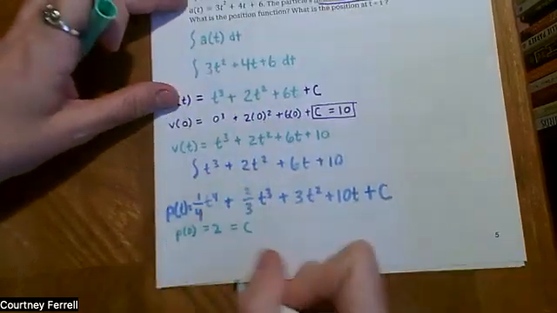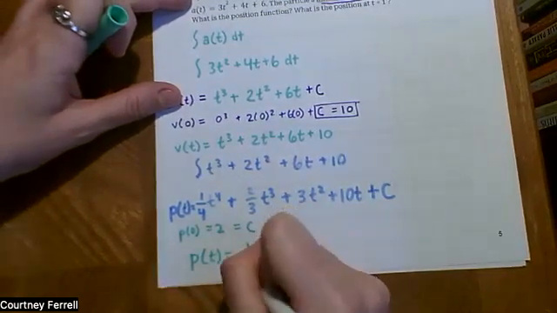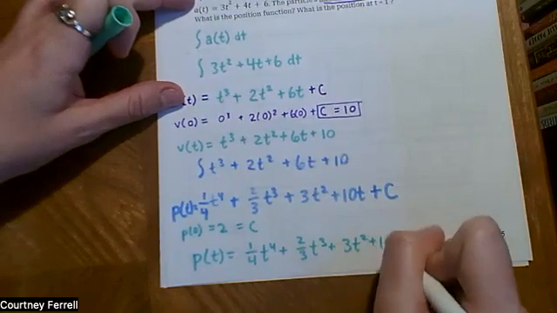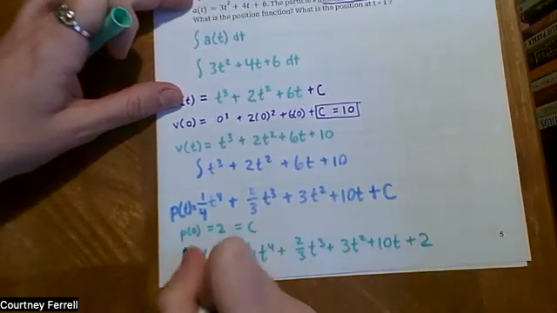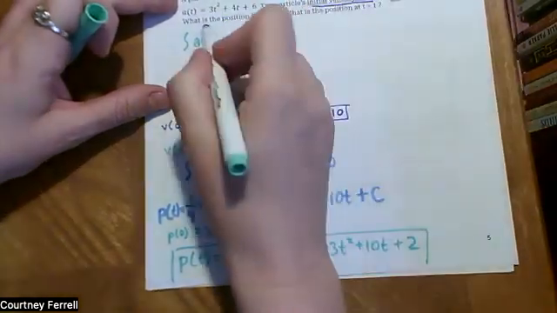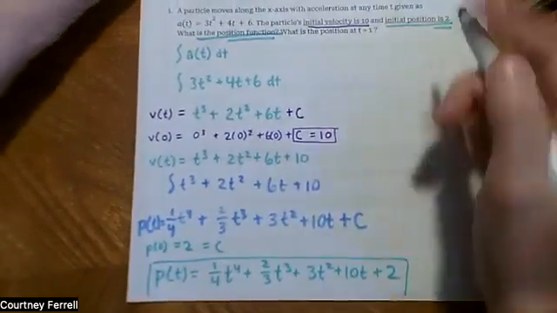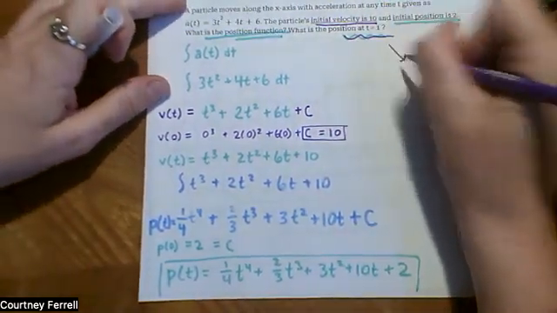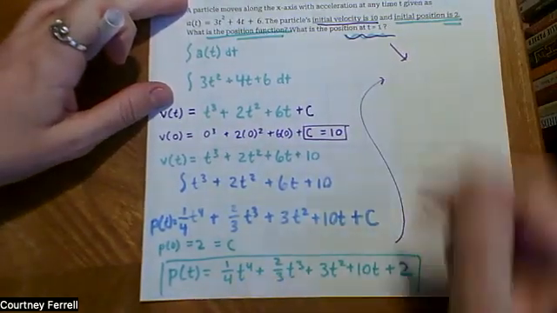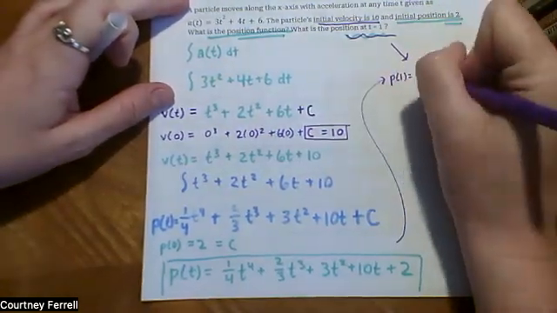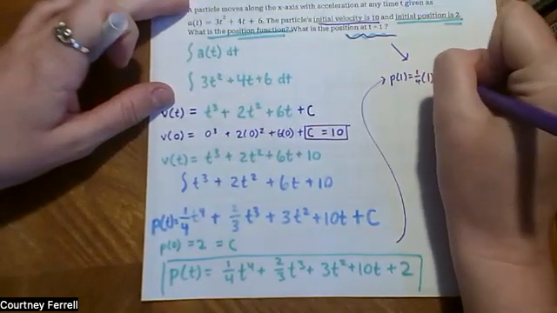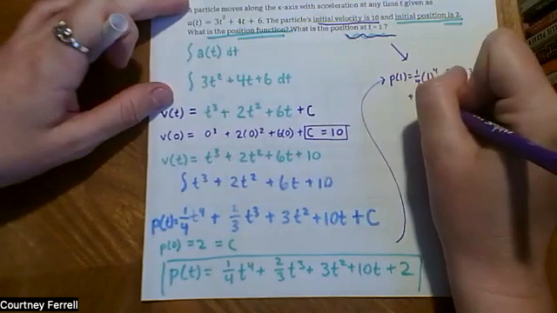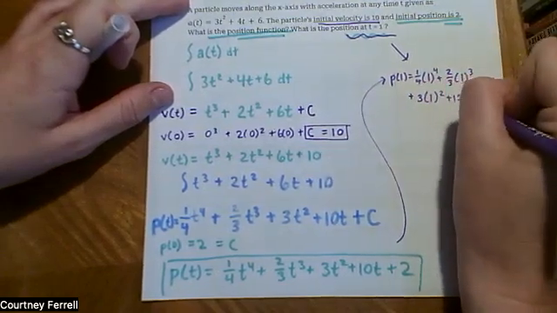So that means that when we officially write out our position function, it's going to be all this. And then C is 2. So we found our position function, which they asked for. But then they also said, what is the position at 1? So the last step for the problem is going to be just to plug 1 in here. P of 1 equals 1/4 times 1 to the 4th plus 2/3 times 1 to the 3 plus 3 times 1 to the 2 plus 10 times 1 plus 2.